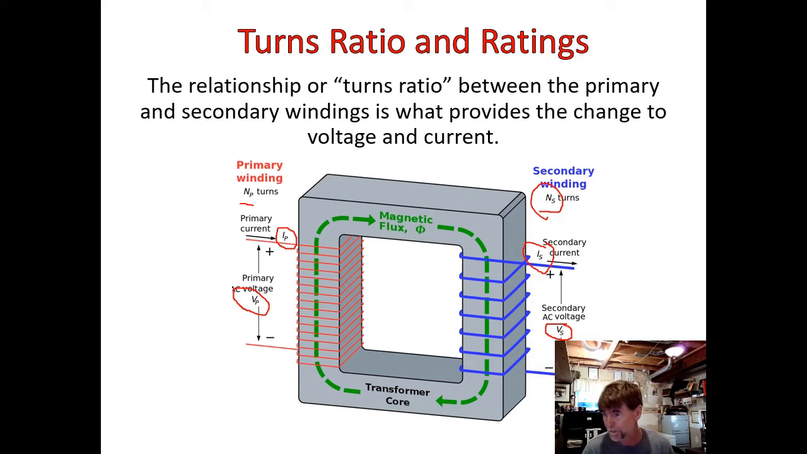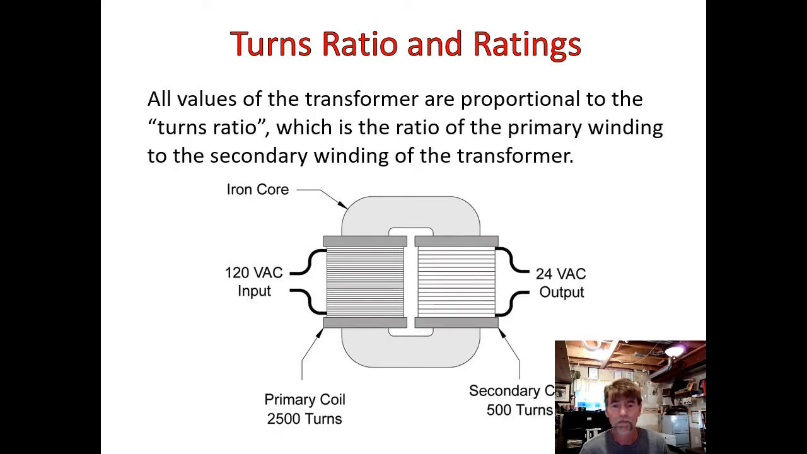So when we do the math, I underline this one and then I circled all the rest. When we do the math, these are the variables that we're going to be calculating for. Okay, primary windings, secondary windings, comparing the number of turns and the amount of voltage and the amount of current. Okay, so we have 6 variables here that we're going to be calculating for. So all of the values of the transformer are proportional to the turns ratio. So the turns ratio determines the proportion or the amount that the voltage and the current are going to change.